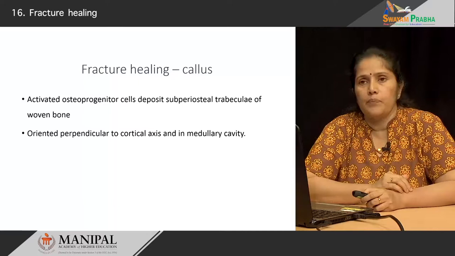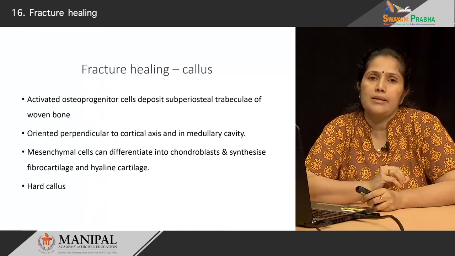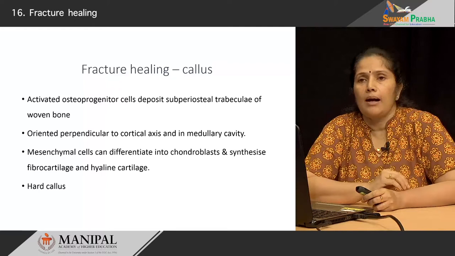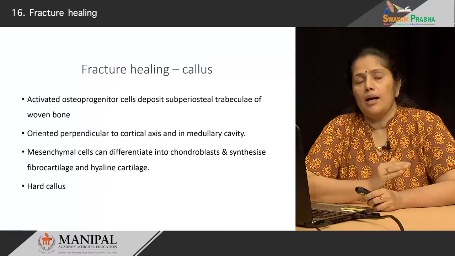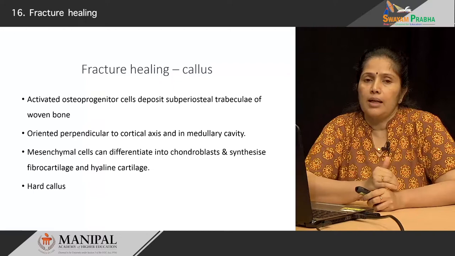Now, along with this, the mesenchymal cells can also differentiate to form chondroblasts, and these chondroblasts will then synthesize the fibrocartilage as well as the hyaline cartilage. Now, together all these structures will form what is known as the hard callus. So, we started with hematoma formation, after which there was a phase of inflammation, then the fractured ends were anchored using the soft callus, and then over the soft callus woven bone is laid down by the osteoprogenitor cells.